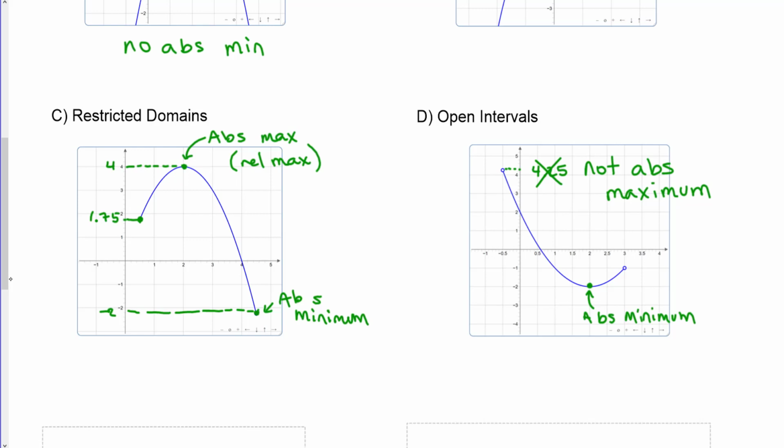So it may seem perplexing, but because this is on an open interval, there is no absolute maximum value. So this has an absolute minimum, but there is no absolute maximum. On a closed set, everything was fine because we included those endpoints. But when we don't include those endpoints, that's when problems start to occur.